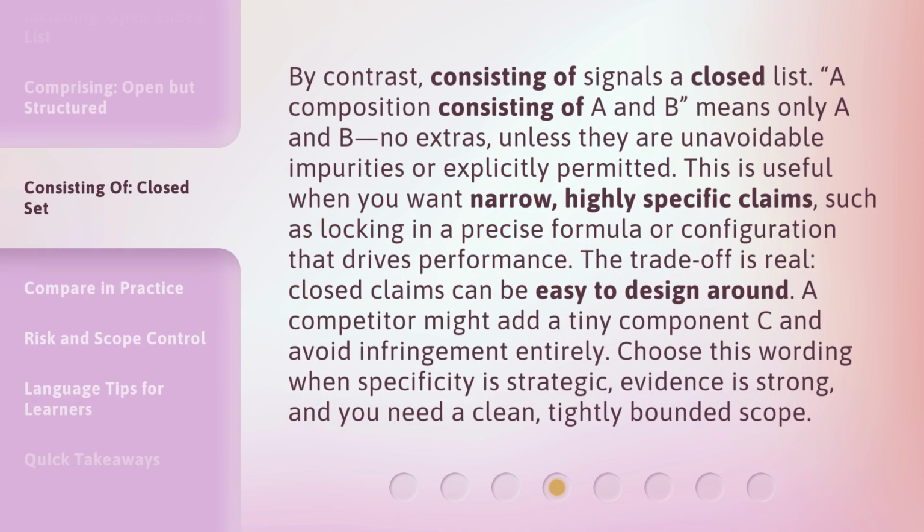By contrast, consisting of signals a closed list. A composition consisting of A and B means only A and B, no extras, unless they are unavoidable impurities or explicitly permitted. This is useful when you want narrow, highly specific claims, such as locking in a precise formula or configuration that drives performance. The trade-off is real.